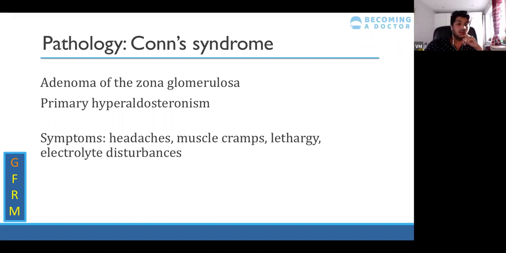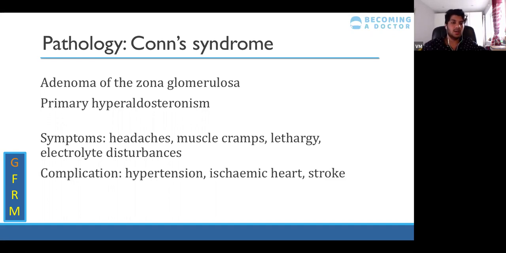And as a result, you get these sorts of electrolyte disturbances, too much sodium, not enough potassium, and it can cause these systemic effects like headaches, muscle cramps, lethargy. And aldosterone, as we've mentioned, is important in the regulation of blood pressure, especially when blood pressure drops. So too much of it can cause blood pressure to rise inappropriately, and that's what hypertension is. And when you have hypertension, that massively impacts your cardiovascular morbidity. That can lead to ischemic heart disease, and it can lead to stroke. So not a nice condition.